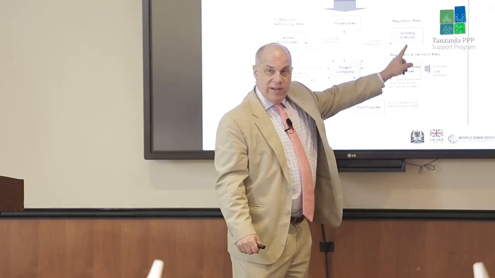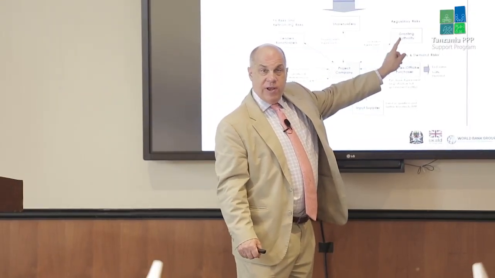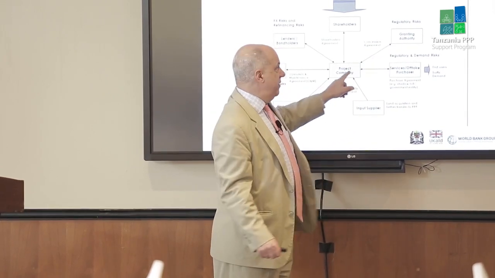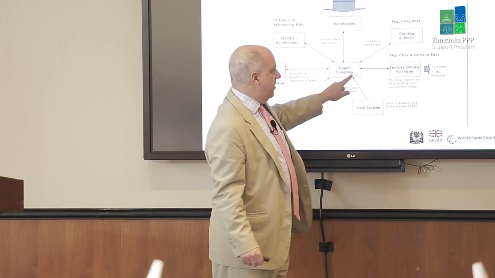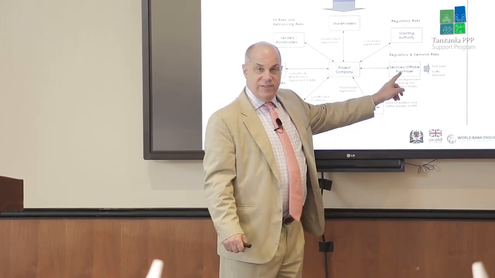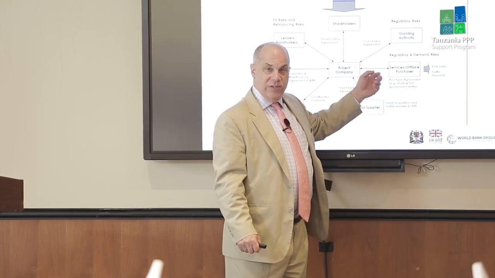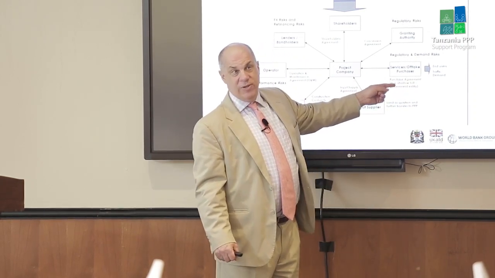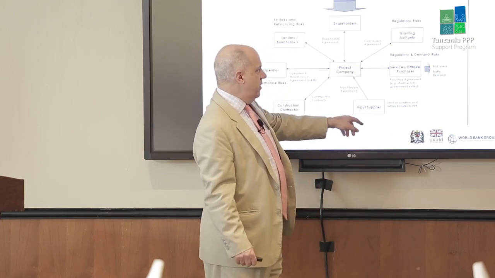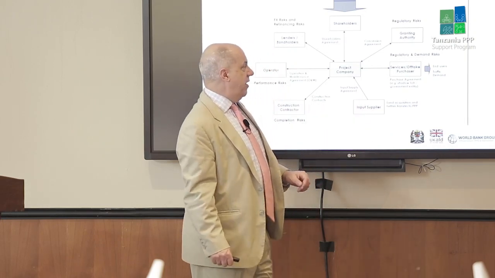Here's the government, the granting authority, or sometimes called contracting authority, CA. They're going to have an agreement, in this case a concession agreement. Sometimes here are the users who are going to use the service. Let's say it's a toll bridge, the BRT. And if you need supplies, you can even have an input supplier.